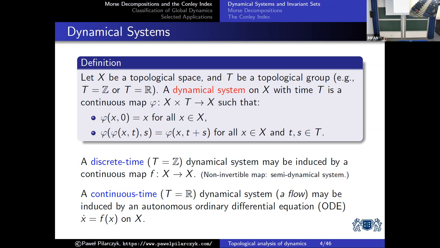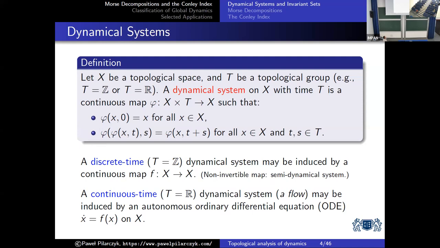I'm going to talk about two kinds of dynamical systems. When we use the discrete time, then this will be a dynamical system typically induced by a continuous map on the topological space. Well, in the dynamical system, we have the assumption of invertibility because we have the group. Sometimes in practical applications, like dynamics of populations or some biological systems, this map is not invertible. This is not a problem. The theory gets a little more complicated. I mean, the definitions need to be more specific, but essentially everything I'm going to talk about today works in such a setting also. And in fact, some of the examples I'm going to show correspond to semi-dynamical systems where the map is not invertible.